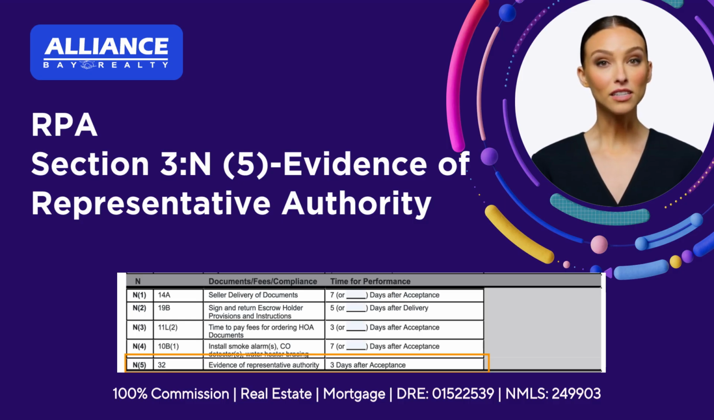3. LLC/corporation, articles plus statement of information plus resolution/operating agreement authorizing the signer. 4. POA, executed power of attorney, lender/title must approve. Remember to send these to escrow and title immediately for review. Lenders often require their own POA approval. Loop them in on day 1.